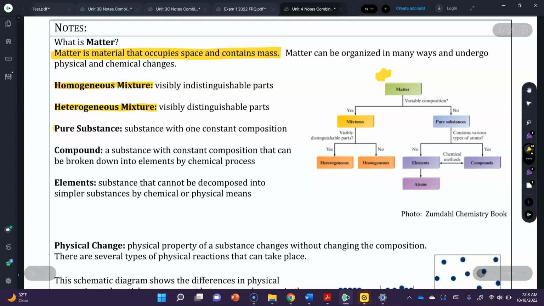We also have pure substances that come in two forms, and this has constant composition in it, so it's only one substance in there. And that can either be a compound, which is a combination of multiple atoms and different types of atoms, all chemically bonded to each other, or elements, which is just one type of element, and it can be broken down by physical or chemical means.